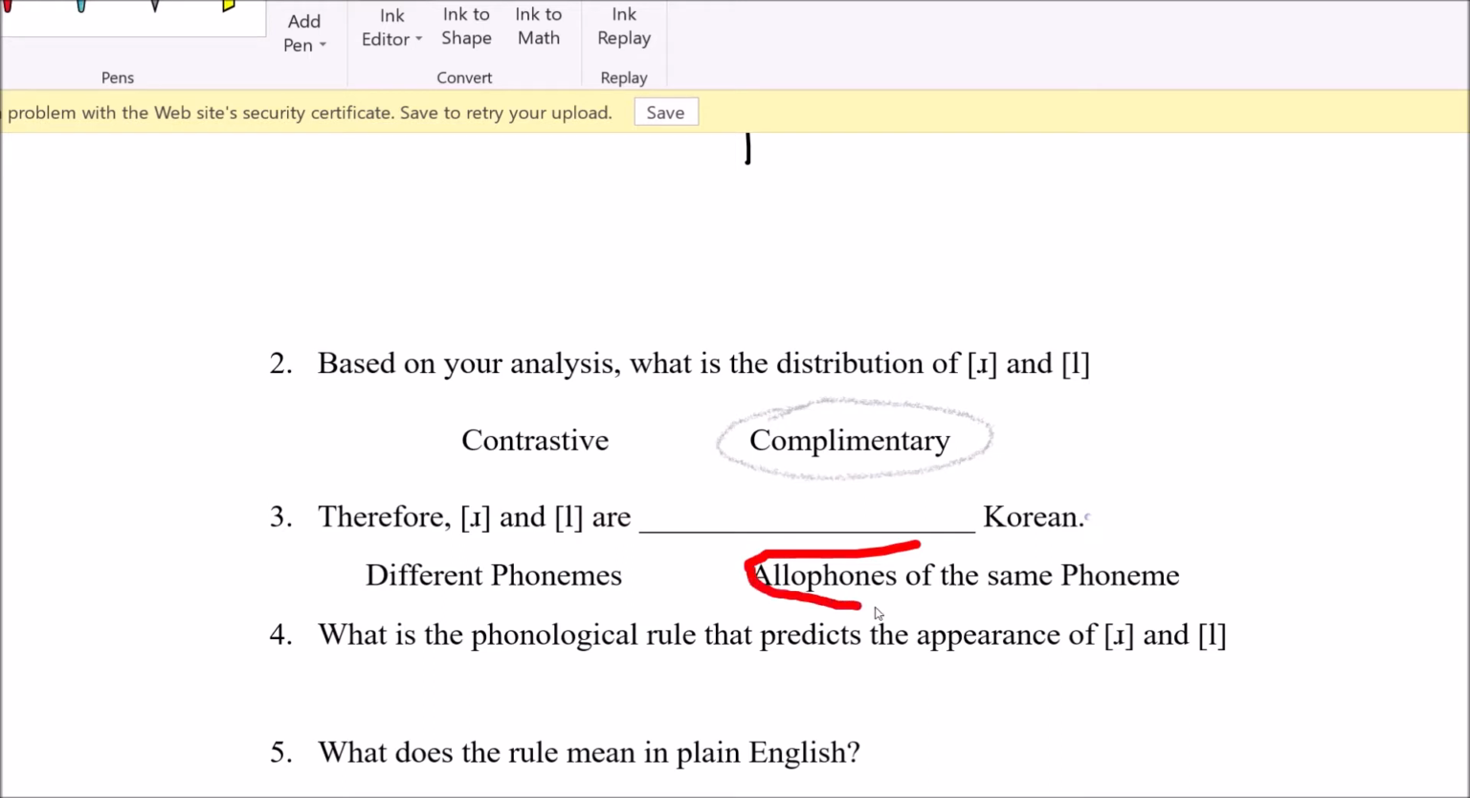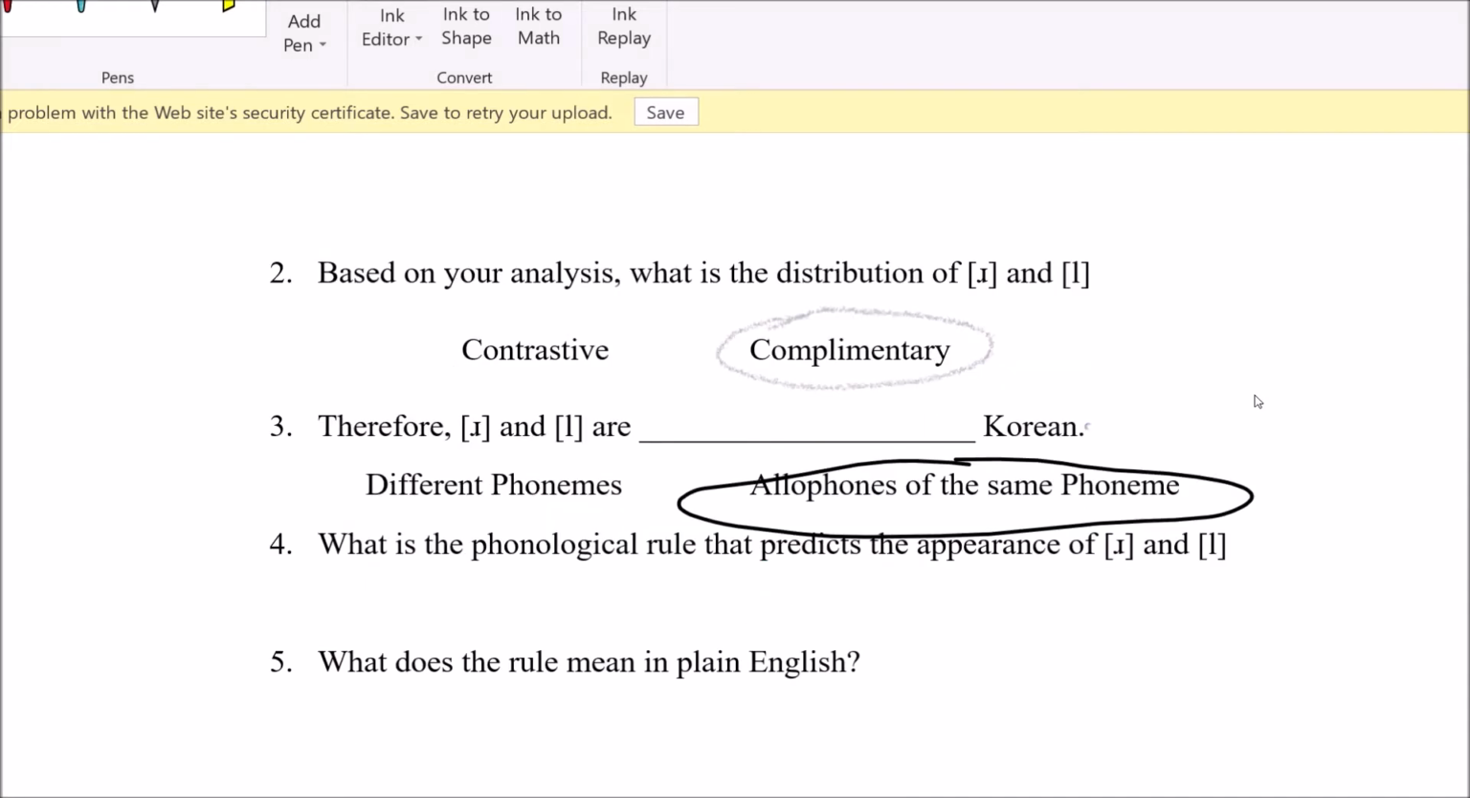There are allophones of the same phoneme in Korean. And when we say they're allophones of the same phoneme, that means that the two sounds are not mentally represented differently in the minds of speakers. They don't change the difference in meaning. They're predictable by the environment. So now, if they're predictable by the environment, we need to go back for number 4 and find the phonological rule. What pattern can we find to predict when we will see either one or the other?